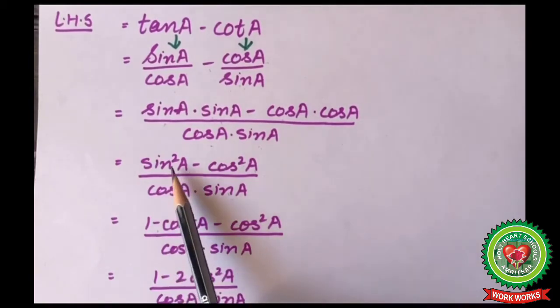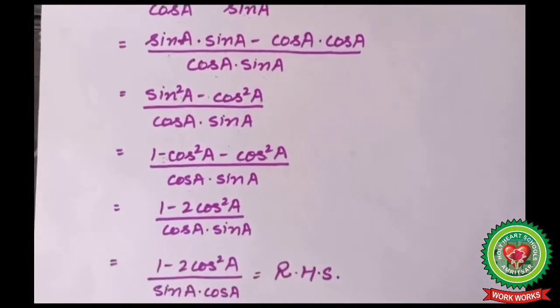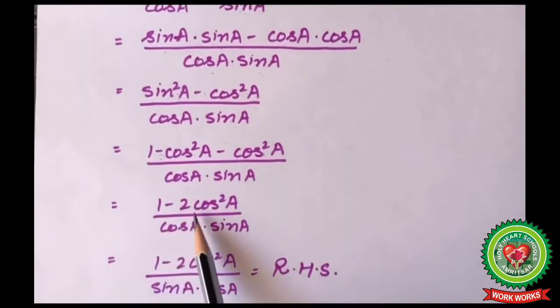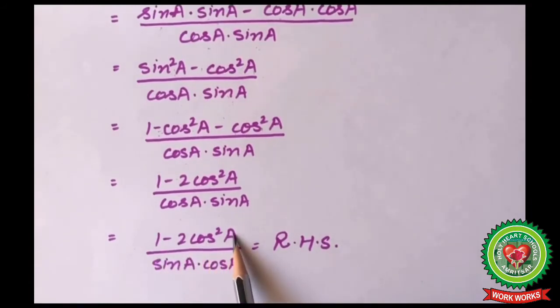So instead of sin square A, we are going to write 1 minus cos square A, minus cos square A as it is, upon cos A sin A. So minus cos square A and minus cos square A will become minus 2 cos square A. So this will come out to be 1 minus 2 cos square A upon cos A sin A, which is equal to 1 minus 2 cos square A upon sin A into cos A, which is equal to the right hand side.